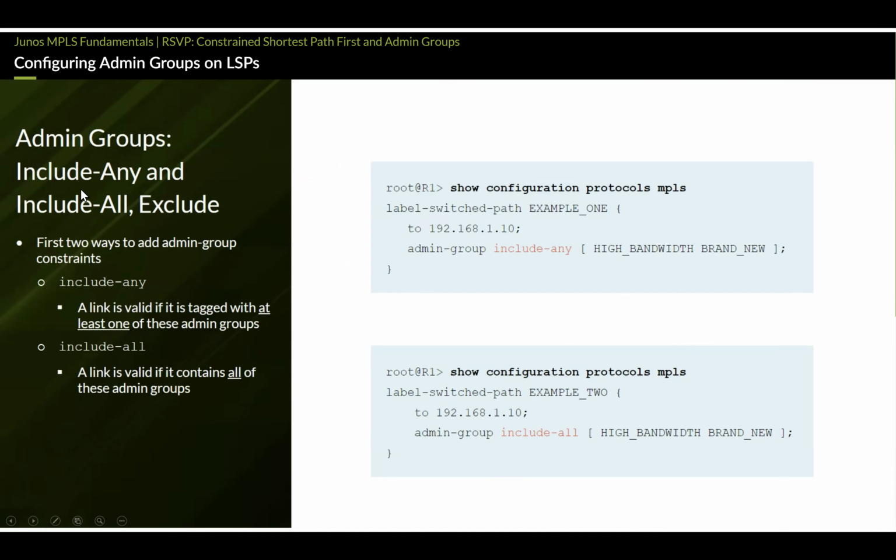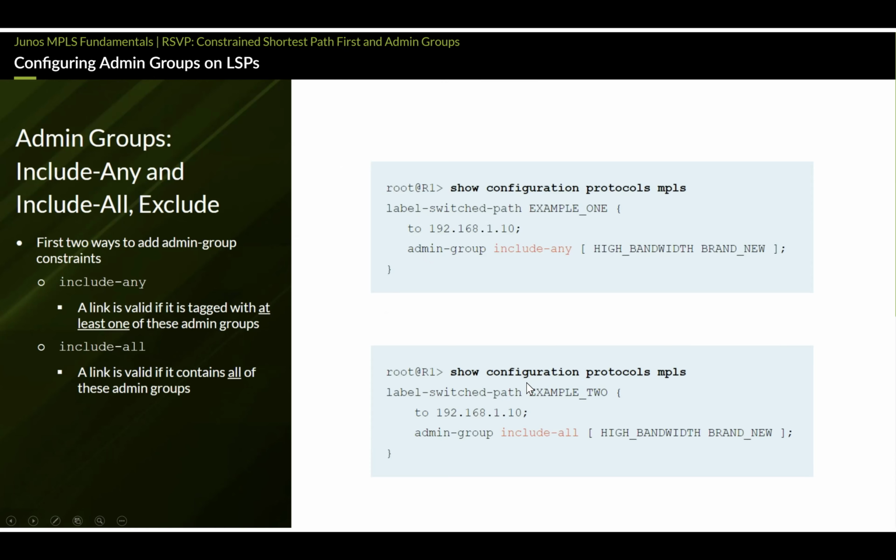So, admin groups. There is some consideration when you configure the LSP. See the LSP configuration, that is label switched path. The LSP name is example 1. You can attach the admin group, include any. This is one parameter, and another way is include all.